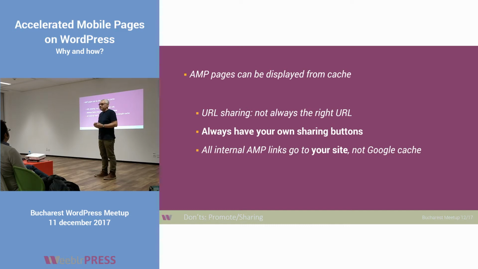I mentioned that earlier. Your AMP pages might be displayed by Google from their cache. They are caching, storing your AMP pages so that they can display them very quickly when you're on the search page, in the search results. It means the URL of the page is not going to be on your site. It's not going to be yours. It's going to be the URL of Google cache. It's not a problem really. But you need to pay attention when people are going to share your pages to Facebook or Twitter or something.